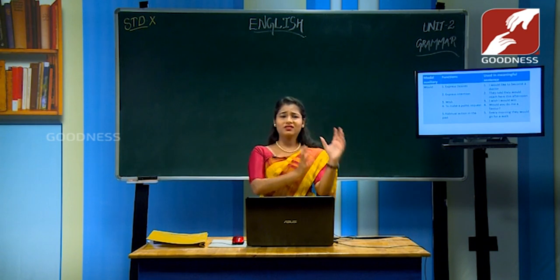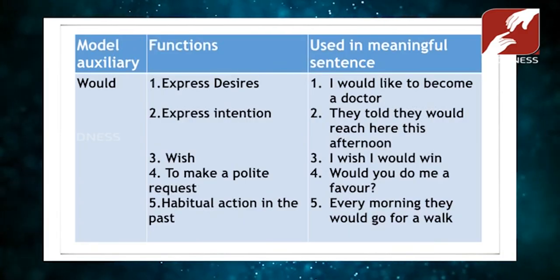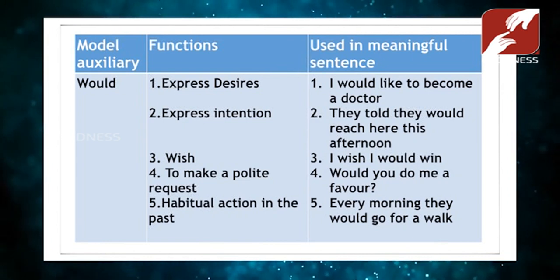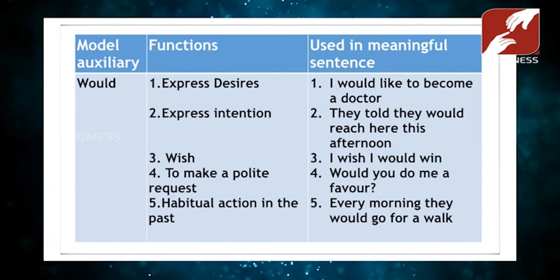Then the next use of would is to make a polite request. We have seen that earlier. We used to make requests to others, isn't it? In order to make this request very polite, for example, would you do me a favor? Would you help me going there? For all these, we can use this auxiliary would.